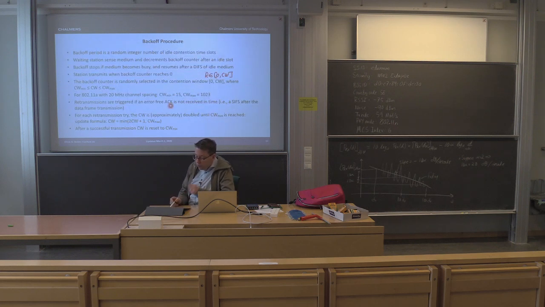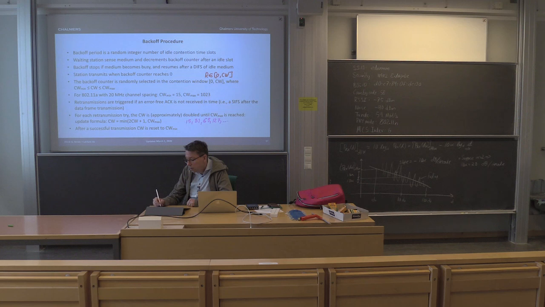So retransmissions are triggered when ACKs are lost. And for each new retransmission try, we basically double the contention window size. So we start at, say, 15, and the next time it's 2 times 15 plus 1, which is 31. Next time is 2 times 31 plus 1, which is 63, I guess.